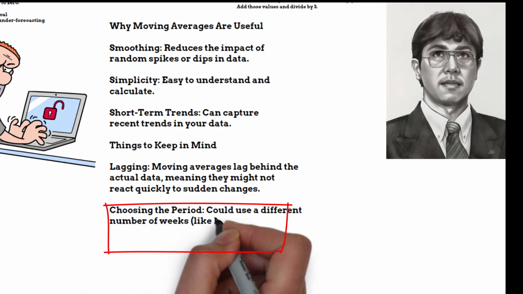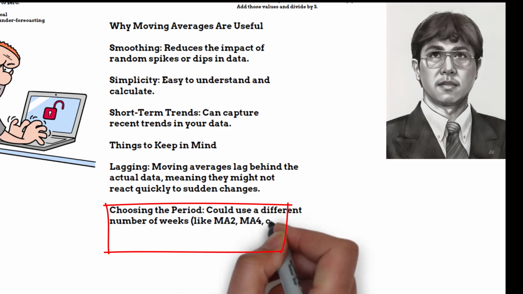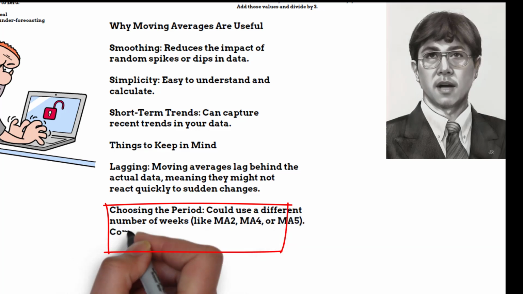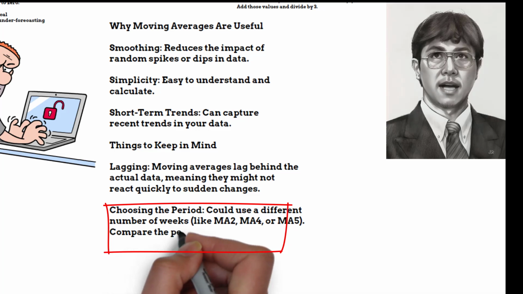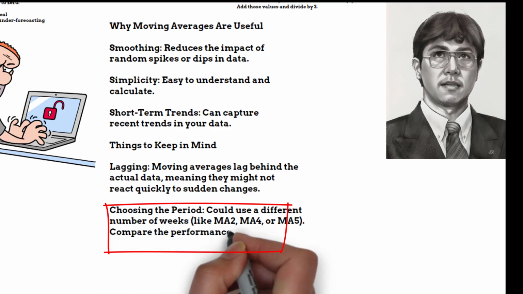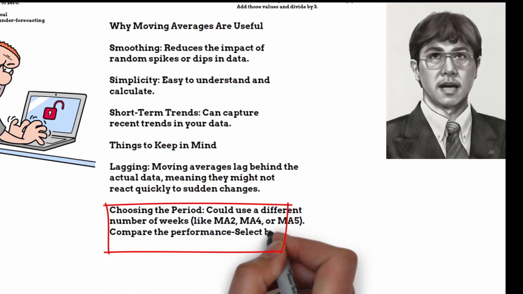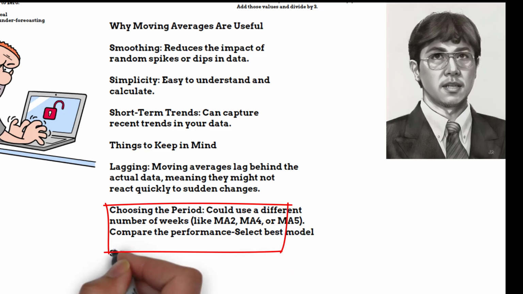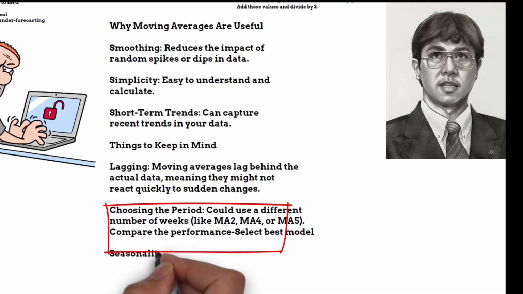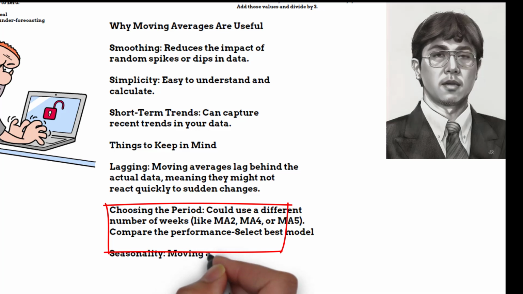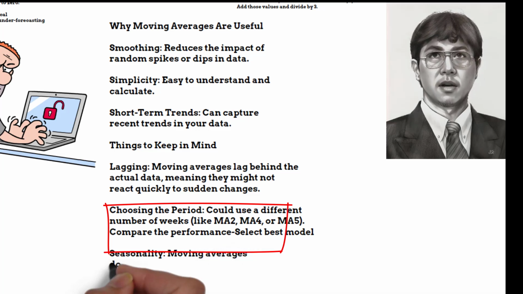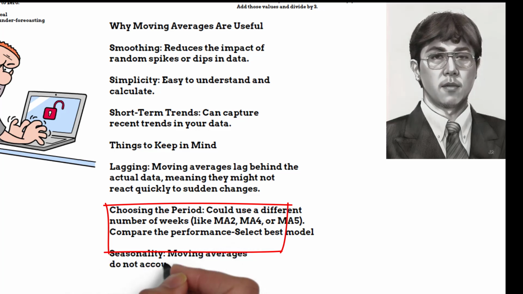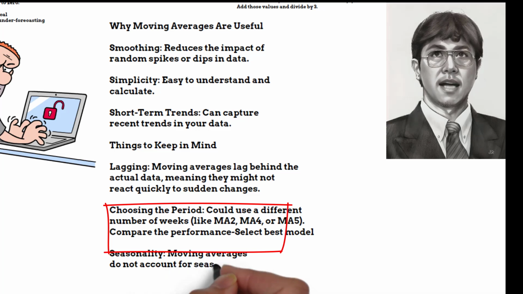Things to keep in mind. Lagging: moving averages lag behind the actual data, meaning they might not react quickly to sudden changes. Choosing the period: the 3 in 3-week moving average is a choice. You could use a different number of weeks, like MA2, MA4, or MA5. Compare the performance metrics to select the best model for your data. Seasonality: moving averages do not account for seasonality.